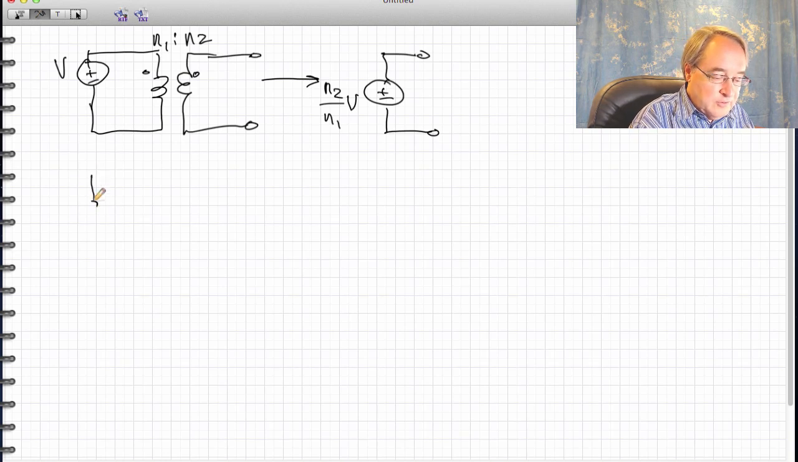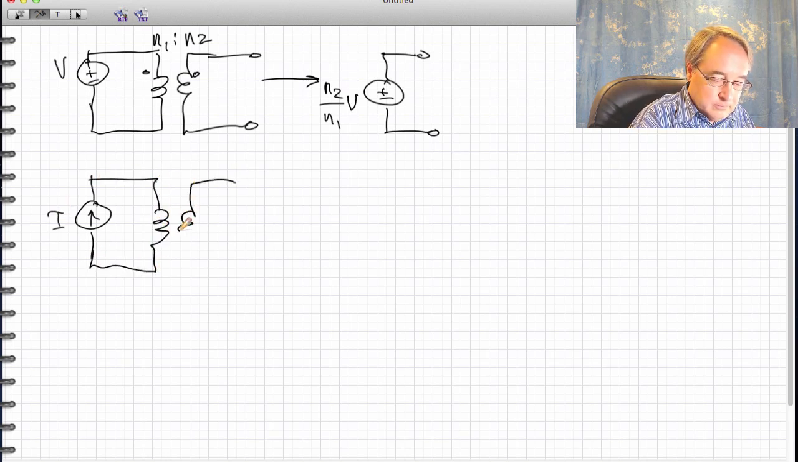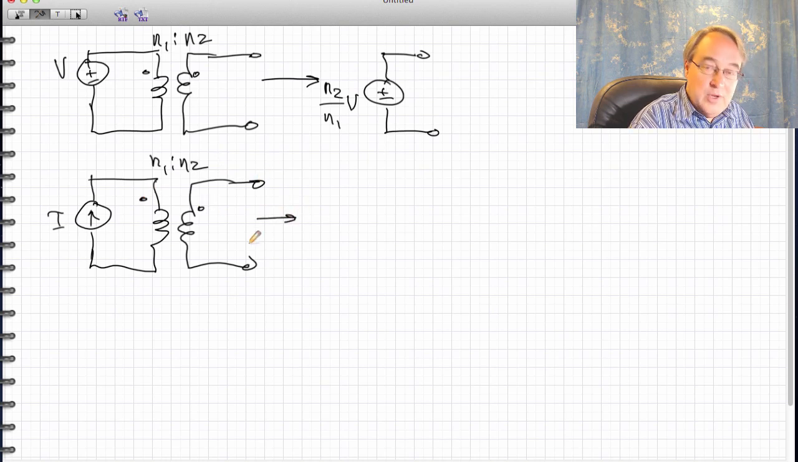Likewise, with a current source, we can push it through a transformer also, but we have to divide by the turns ratio. So if we have an N1 to N2 turns ratio here, then as seen between the secondary terminals, we effectively have a current source of value I that is divided by N2 over N1, or we can write N1 over N2 times I.